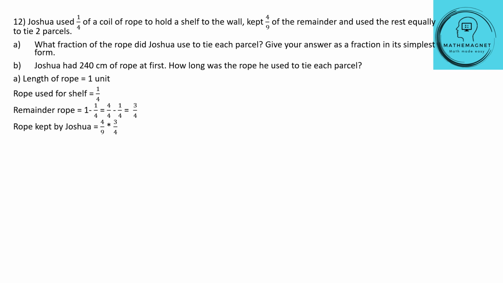So that will be how much? 4/9 times 3/4, which is equal to, 4 and 4 cancel each other out, and 3 and 9 cancel out by 3 times. So it becomes 1/3. The rope Joshua has retained with himself is 1/3. And now the rest, that is 3/4 minus 1/3, is what he used to tie 2 parcels. We will have to convert it into like fractions, that is 9/12 minus 4/12, which is equal to 5/12. He has used 5/12 of the rope to tie 2 parcels.